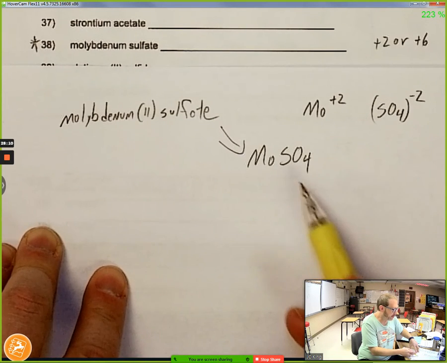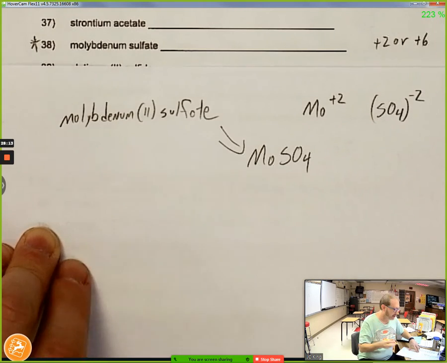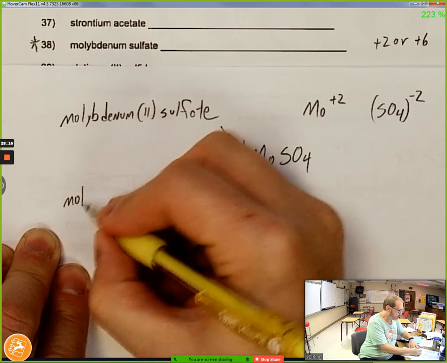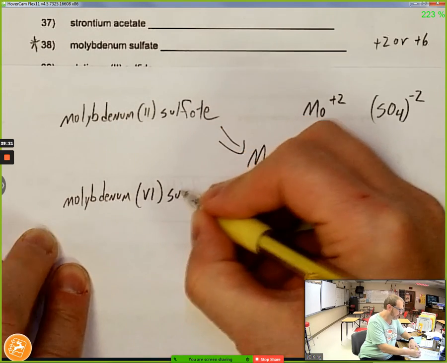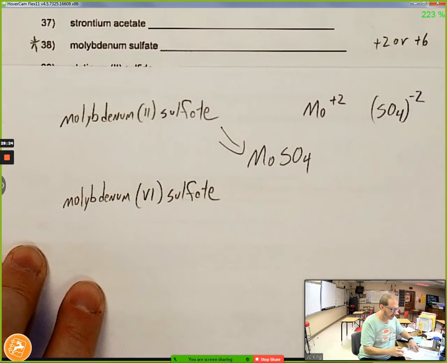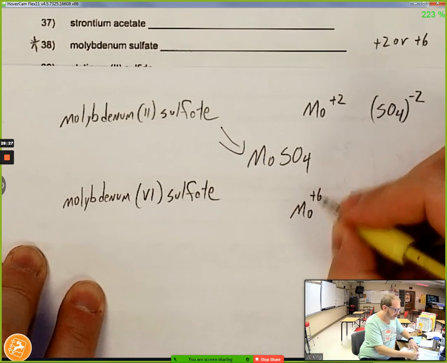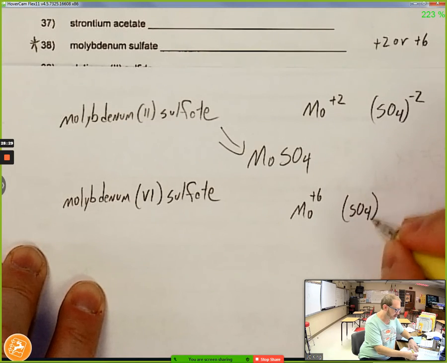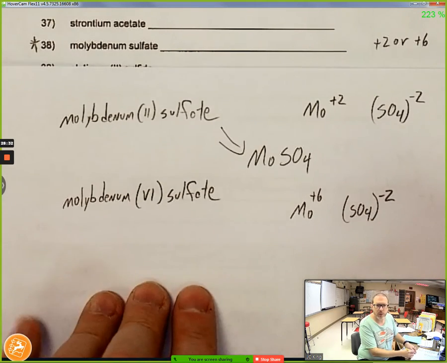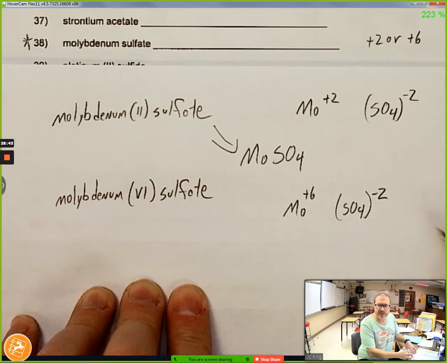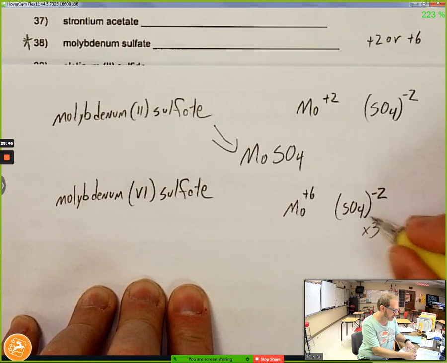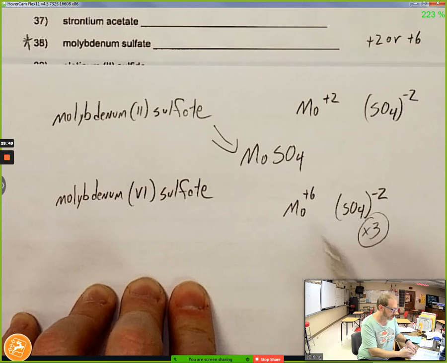Just understand that it's not always going to show parentheses if there's just 1 of those. If I was to do molybdenum 6 sulfate, then the MO is going to have a charge of +6. SO4 is going to have a charge of -2. You can do the crossing over trick, or you can just think about this in your head a little bit. If that's +6, how many of these will it take to make -6? And the answer to that, if you're doing 6 divided by 2, I'm going to have 3 of these, right? And just 1 of those.